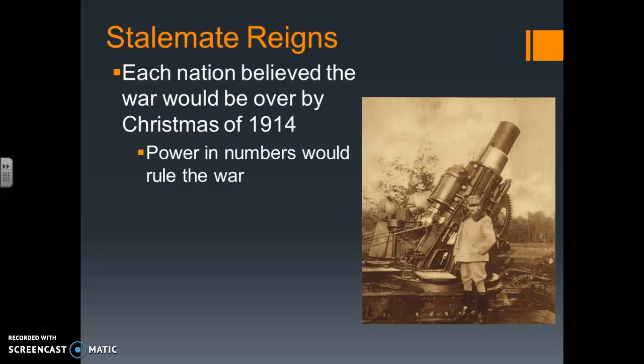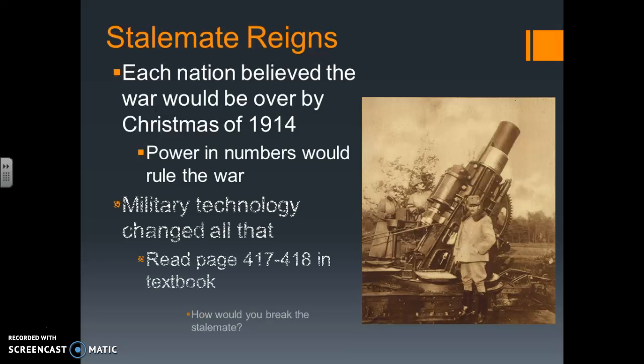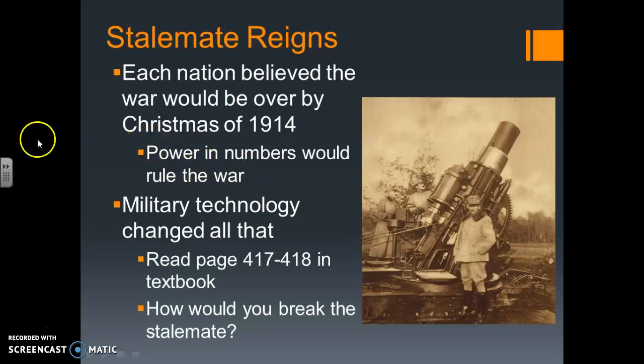However, when you have weapons like the machine gun, artillery, tanks, and gas, power and numbers mean nothing against a machine gun that can fire 450 rounds a minute. So that's what we look at here. When we read through pages 417 to 418 about how military technology changes all that, I ask at the end of class how you would break the stalemate.